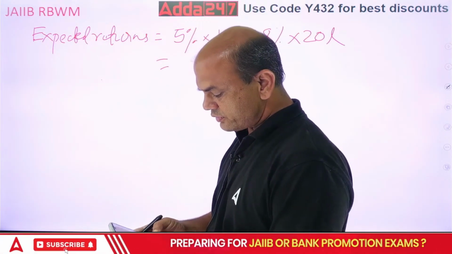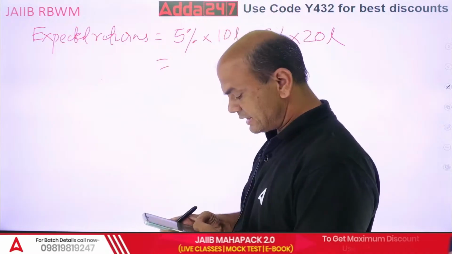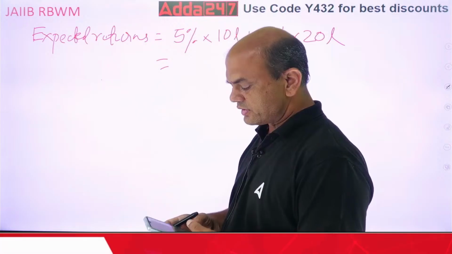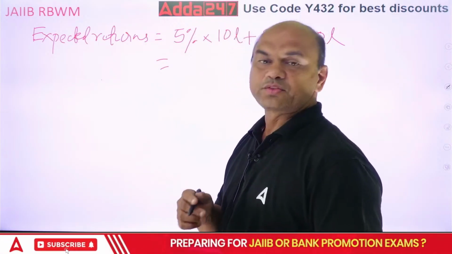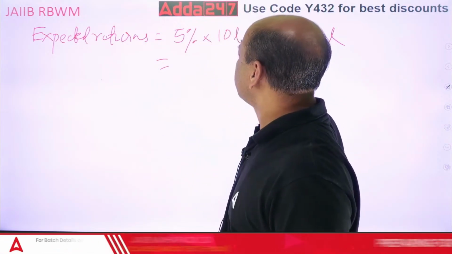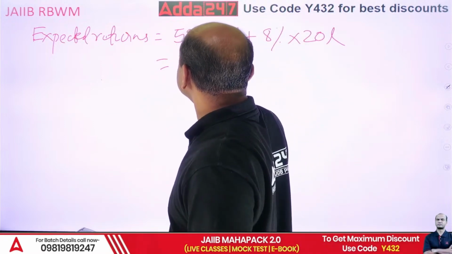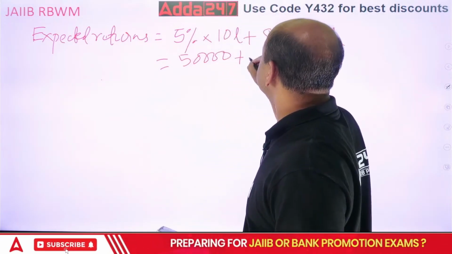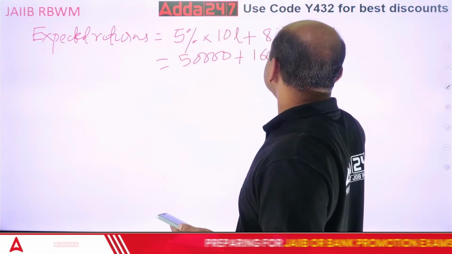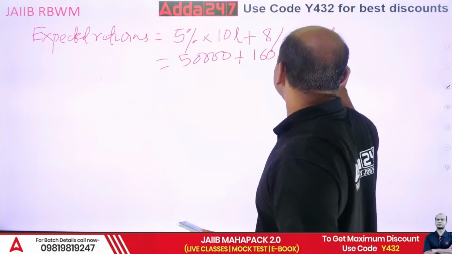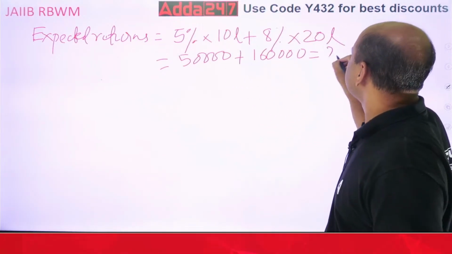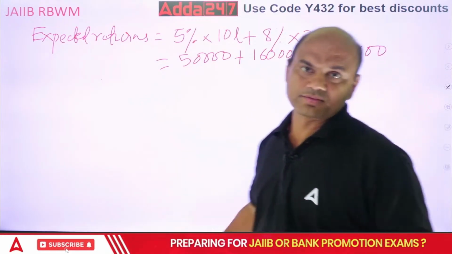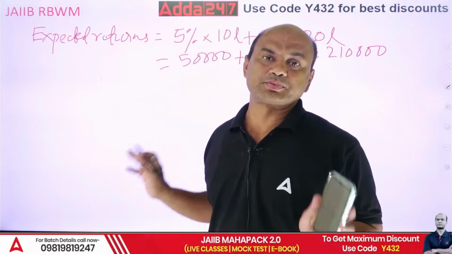So 0.05 into 10 lakhs. It is 50,000. 10 lakhs, 5%, so 50,000, plus 8% on 20 lakhs. 8 sixes are 48, so 1 lakh 60,000. So what is my total? Expected return is what? 2 lakh 10,000. This much is my expected return. This is what I want from this property.